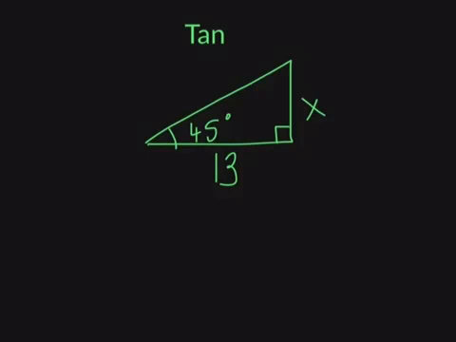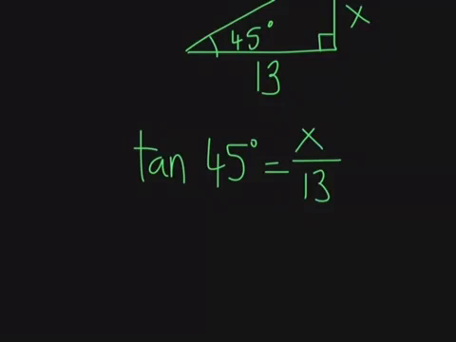Now, the last trigonometric function is tangent. Tangent says opposite over the adjacent. So sine was opposite over hypotenuse, cosine was adjacent over hypotenuse, and now tangent is opposite over adjacent. We are given the angle 45 degrees. Opposite to that is x. So to find x, we're going to do tangent of 45 degrees is equal to opposite over adjacent, so it would be x over 13. If we want to find x by itself, we have to multiply by 13.